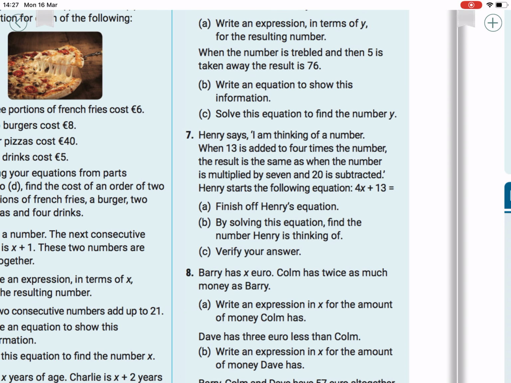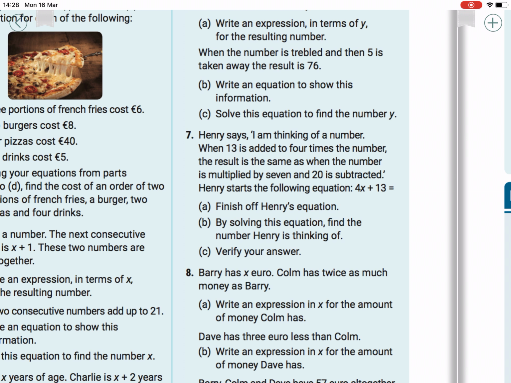Henry says, I am thinking of a number. When 13 is added to 4 times this number, the result is the same as when the number is multiplied by 7 and 20 is subtracted. So it gives you the first part of the equation. It says Henry starts the following equation. You can see 4 times the number is 4x, and 13 is added to it. So that's why we've got 4x plus 13. And that's equal to, look, it says the result is the same as. So that's equal to. We have to figure out what the rest is.